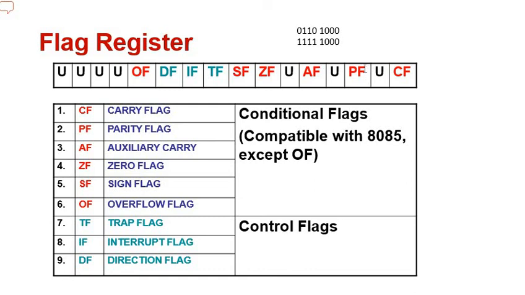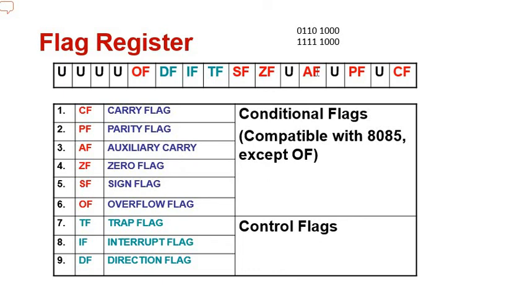The parity flag indicates even parity. For the result obtained during execution, if the result has even parity, it will be indicated here as one. If it is odd, it will be indicated as 0 here.